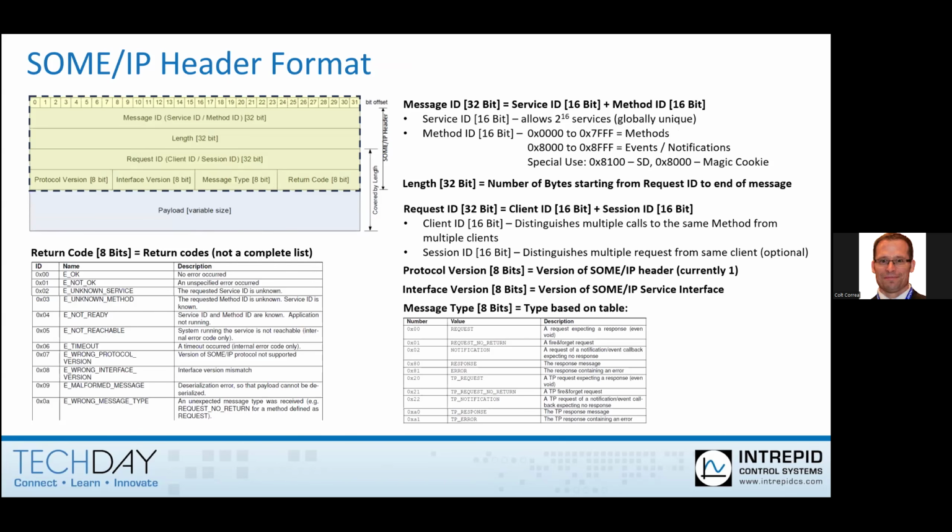Okay, so let's go on to the SOME/IP header format. The header format, all SOME/IP messages have the same identical header that we're showing here in yellow. It starts with message ID. Message ID is a combination of the service ID for the service as well as the method ID. The upper 16 bits is the service ID and the lower is the method ID. So the service ID has to be globally unique within the SOME/IP domain.